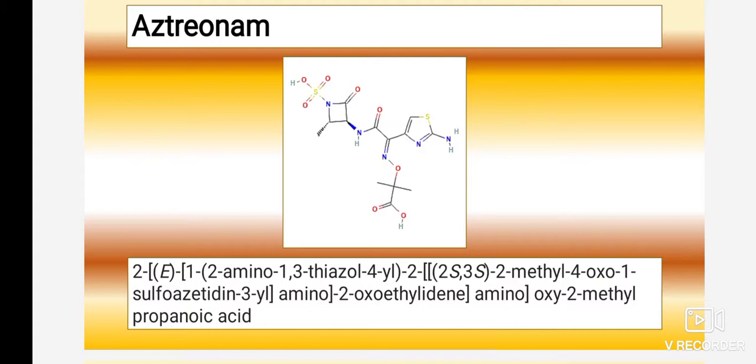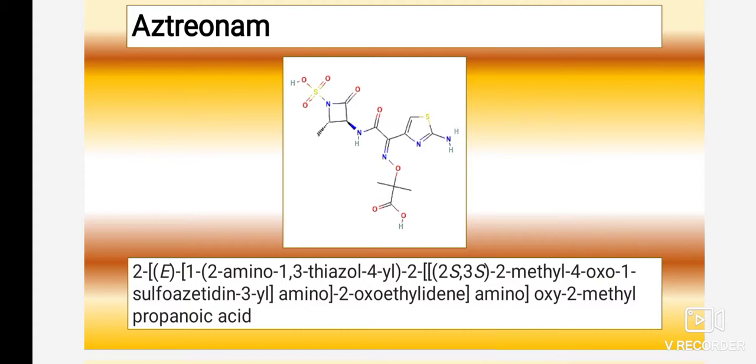So 3-yl, bracket, complete amino, then that complete bracket is attached to the 2-oxoethylidene. So whatever we have seen, it contains a 2-carbon-containing chain. Okay, so on the second number there is one more substitution of the ketone functional group, that is C double bond O. So it is a 2-oxoethylidene, and that complete structure is attached to the amino group. Okay, then bracket complete. And next, that complete structure is attached to the oxygen. So oxy, then 2-methylpropanoic acid.